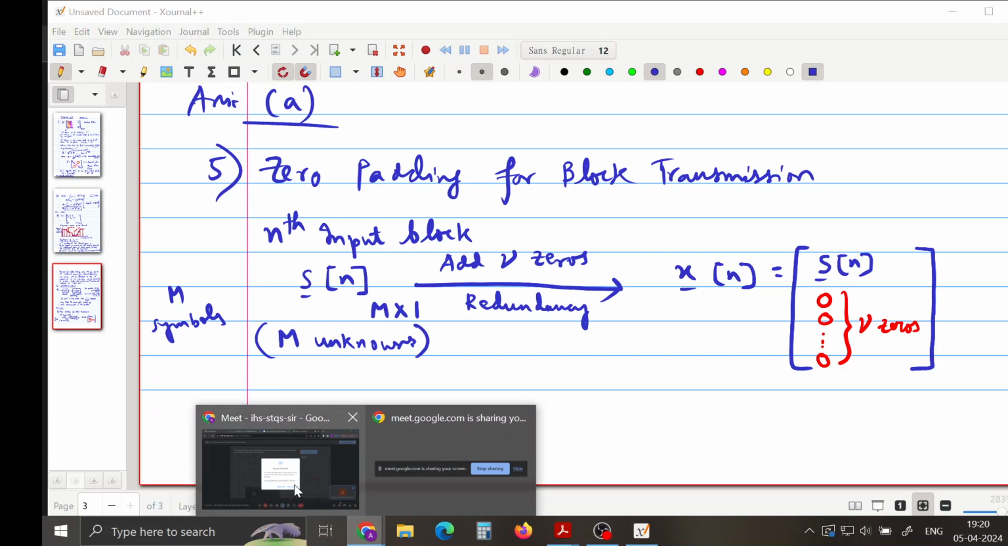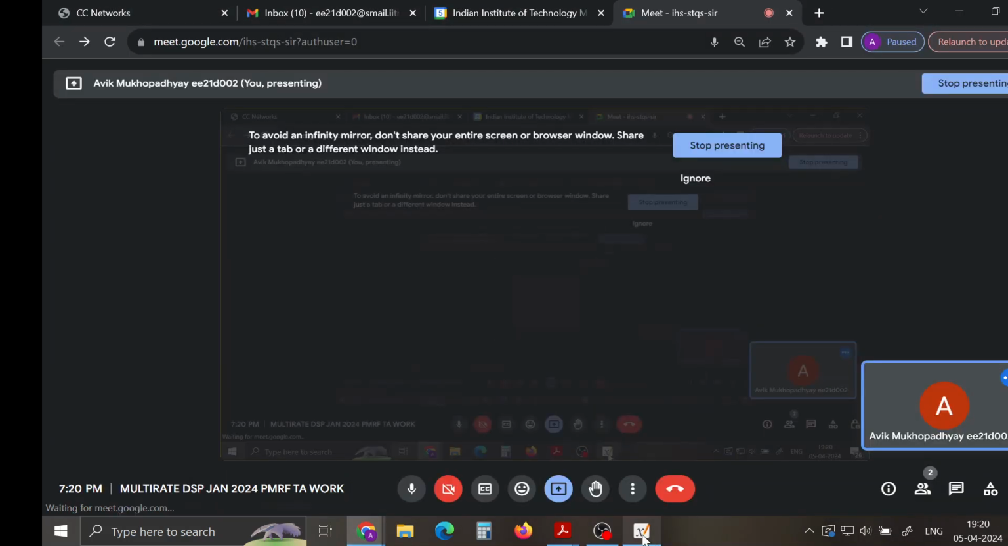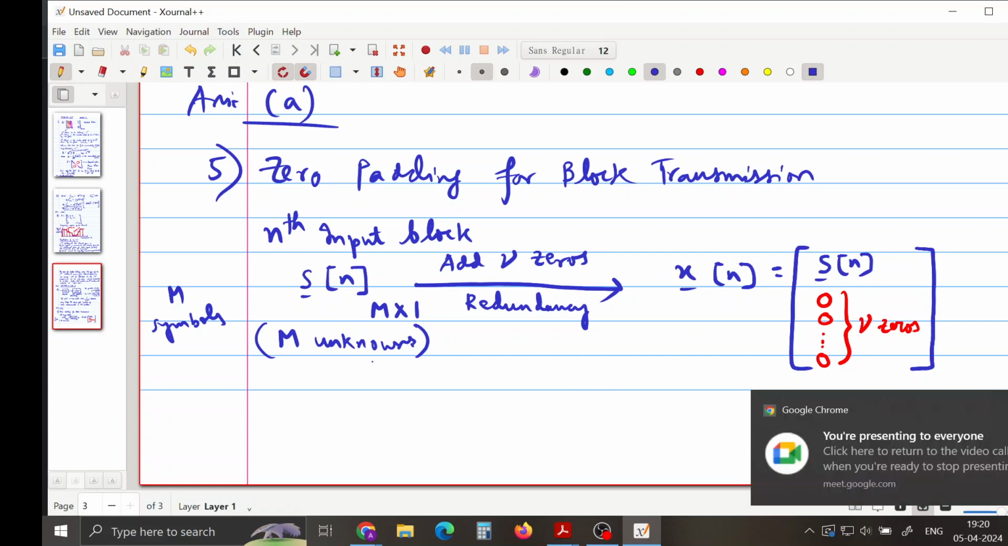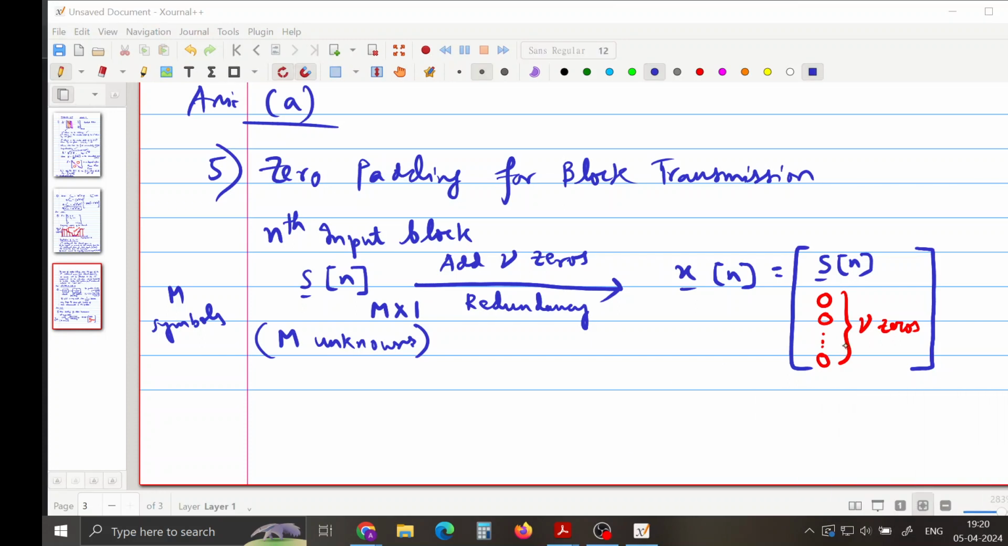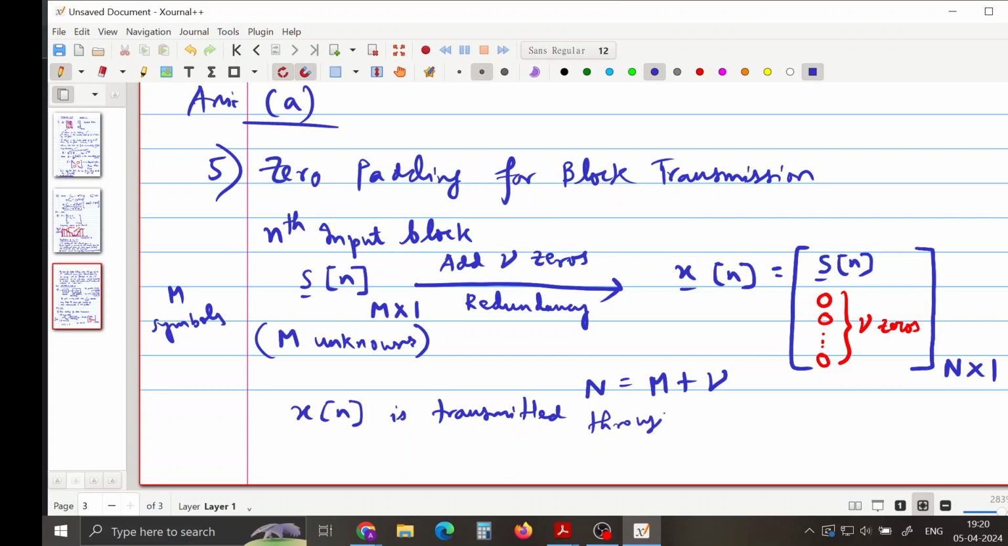Sorry, this is an n cross 1 vector, right? And my n is nothing but m plus mu. So this x of n is actually transmitted through the channel. We know these things. I'll go to the next page.